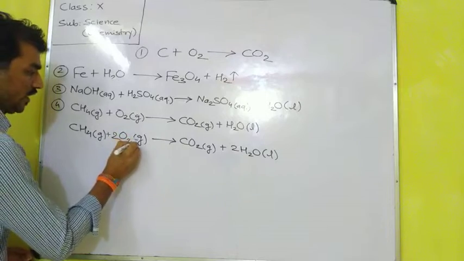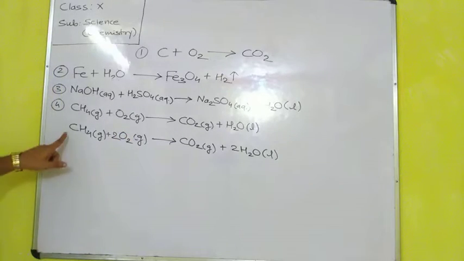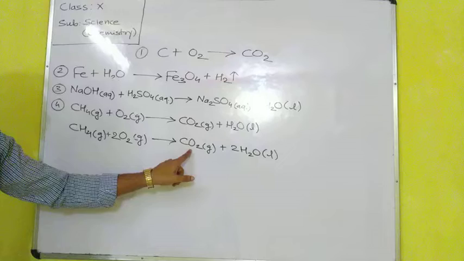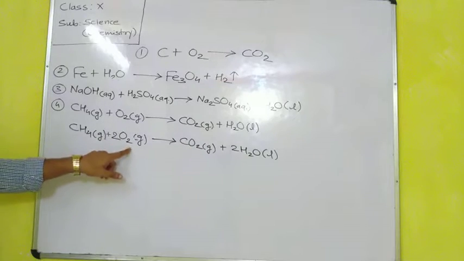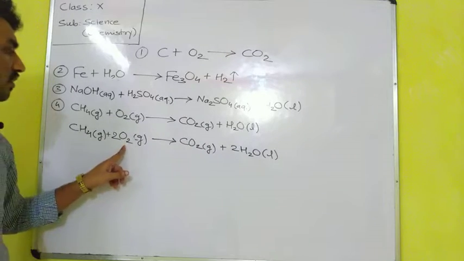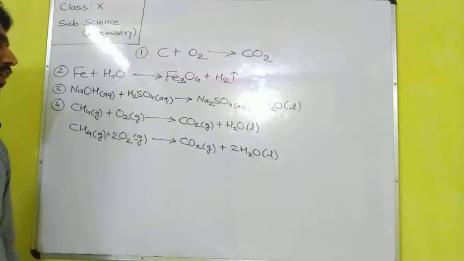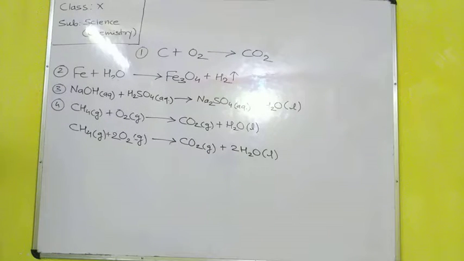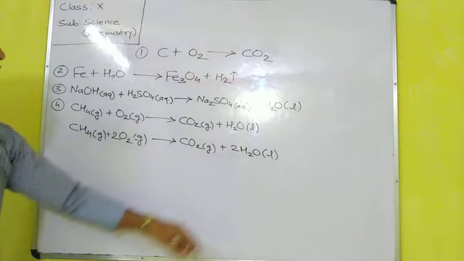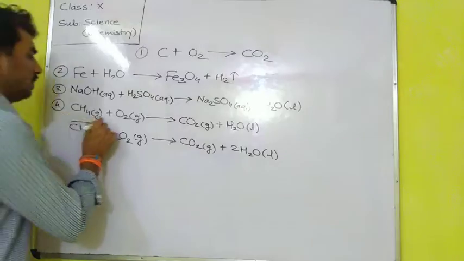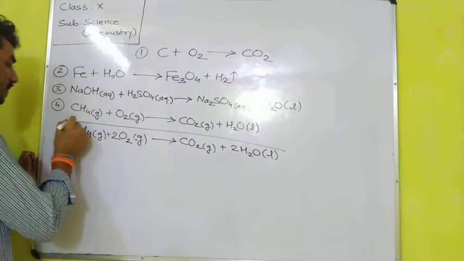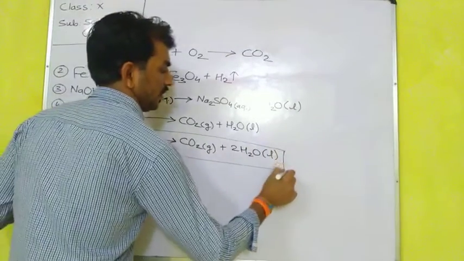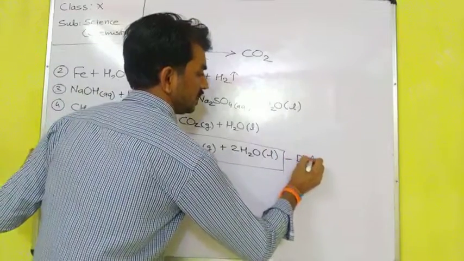Okay, so we have to check it again from the starting. 1 atom of carbon in the reactant, 1 atom of carbon in the product. 2 into 2, 4 atoms of oxygen in the reactant side. 2 plus 2, 4 atoms of oxygen in the product side. Now 4 atoms of hydrogen are present in the reactant side, and here 2 into 2, 4 atoms of hydrogen are also present in the product side. Okay, now here it is balanced.